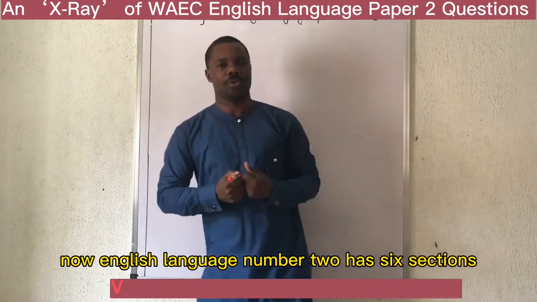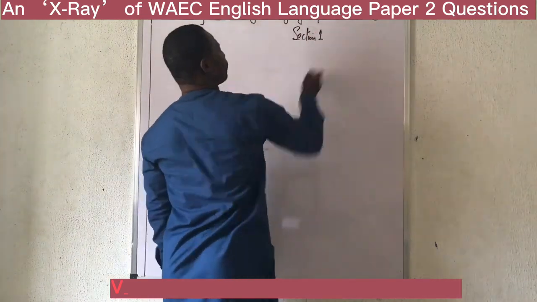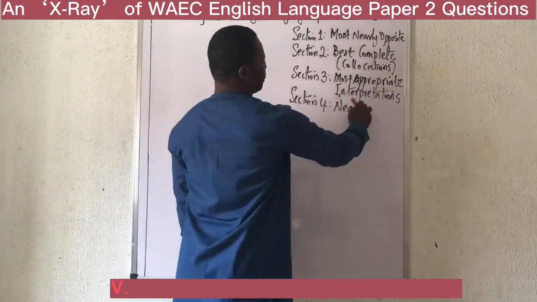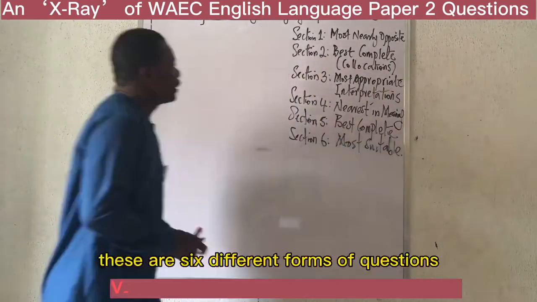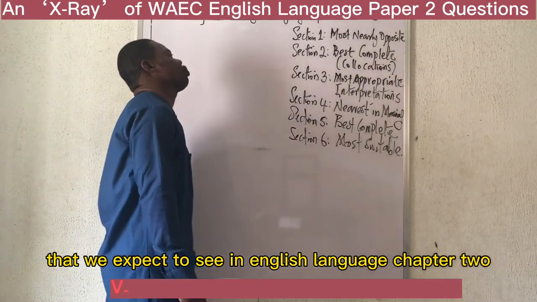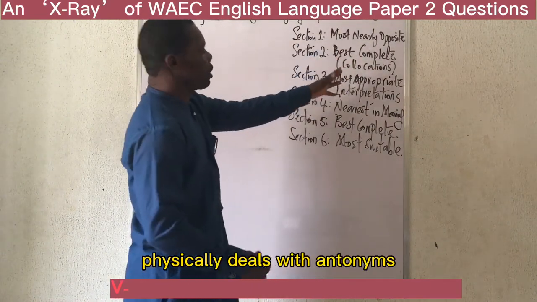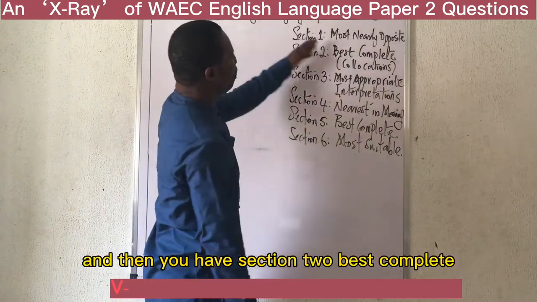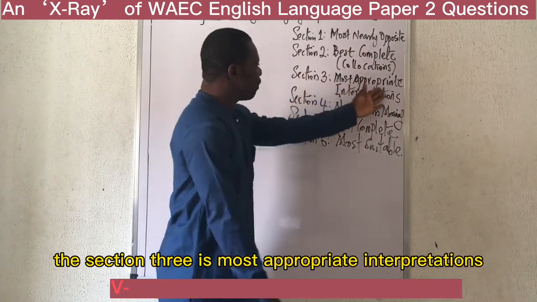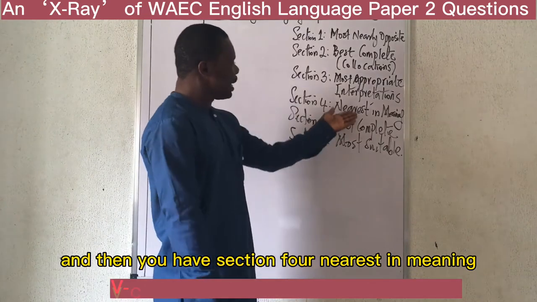Now, English language paper 2 has 6 sections that are tested on different aspects of English. These are the 6 different forms of questions that we expect to see in English language paper 2. Alright? Now, section 1, most nearly opposite, basically deals with antonyms. And then you have section 2, best complete. This aspect deals with collocations. Then section 3 is most appropriate interpretations. This aspect deals with idioms. And then you have section 4, nearest in meaning.